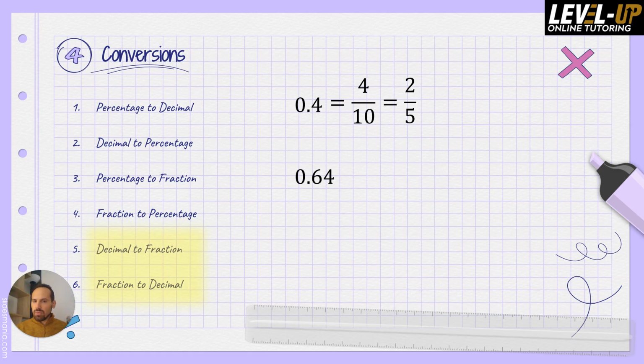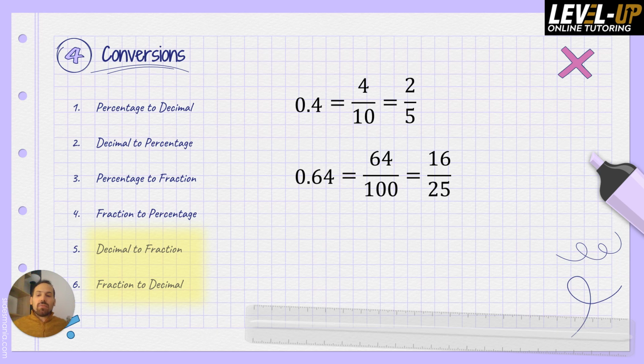With a 2 decimal place decimal, it's going to be the same thing. But now we're shifting it 2 places. So we shift the decimal point 2 places to the right, we get 64, and then divide by 100. So you can see that 64 divided by 100 would become 0.64. And again, you just simplify that fraction.